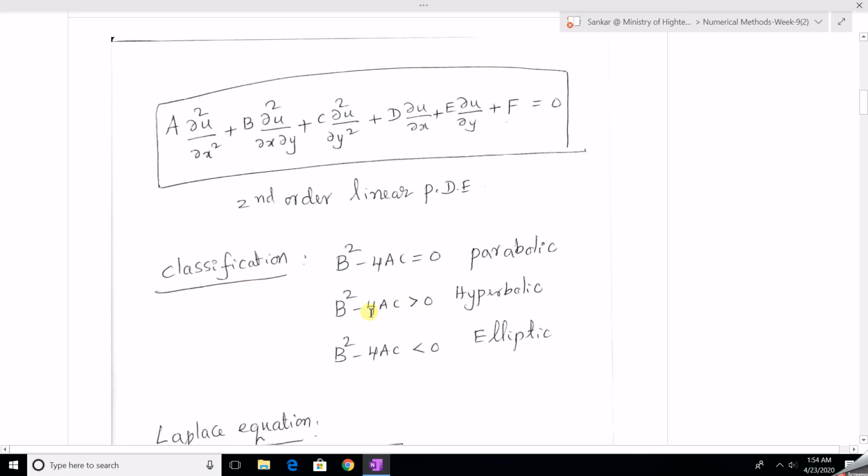differential equation. And if b square minus 4ac is greater than 0, that is positive, then this equation is said to be a hyperbolic partial differential equation. And if b square minus 4ac is negative, less than 0, then this equation is said to be an elliptic partial differential equation. So this is the classification of a standard second order linear partial differential equation.